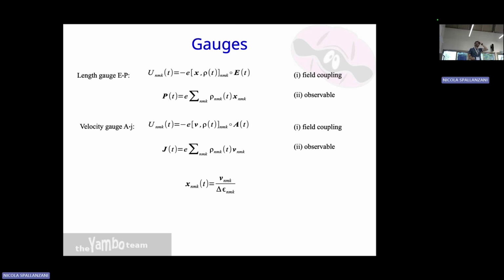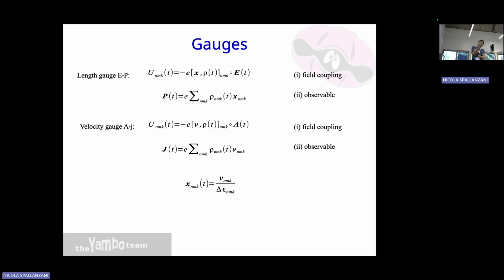And then one last topic on what are called the gauges. We have to put the coupling with the external field in the equation of motion, and there are different ways to do that. One way is to use the so-called length gauge, electric field times polarization, which is this one, which is what is implemented in the YAMBO code.